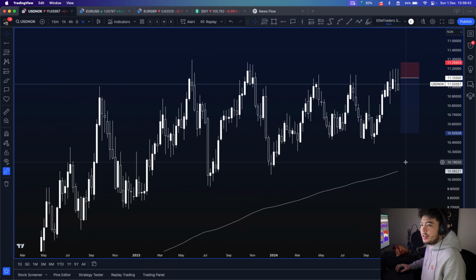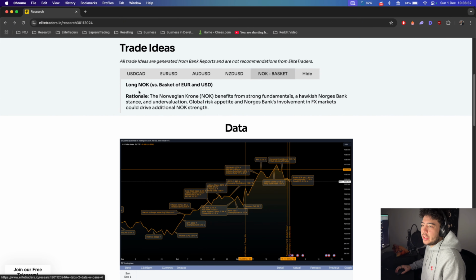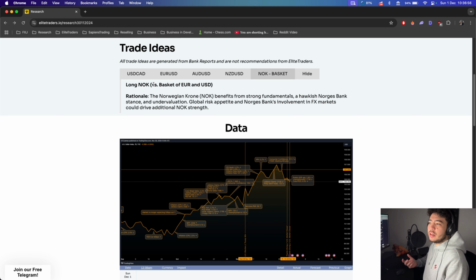Now, next up, we've got the USD NOK. So what I'm looking for really is this NOK. You may have remembered me speaking about the NOK not too long ago, probably a couple of weeks, but I kind of scrapped that trade idea as the US dollar strength came in. But I'm starting to look at it again now.